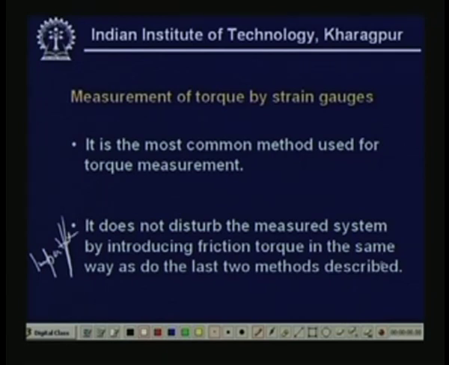It does not disturb the measured system by introducing friction torque in the same way as the last 2 methods described do. Because in the last 2 methods we are not getting the actual torque truly, since we are introducing certain amount of friction, which introduces certain amount of torque. So, we are not getting exactly the value of the torque in that type of measurement system, right.